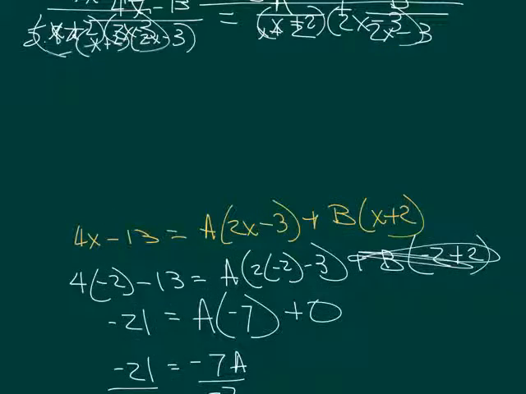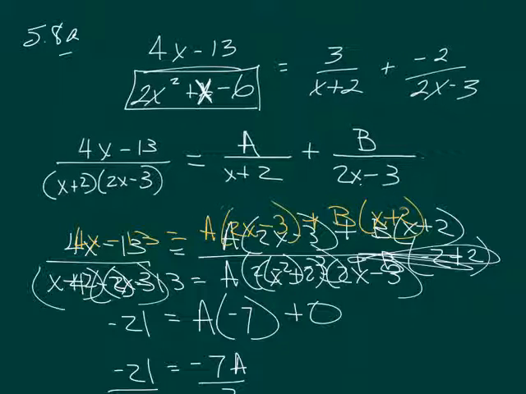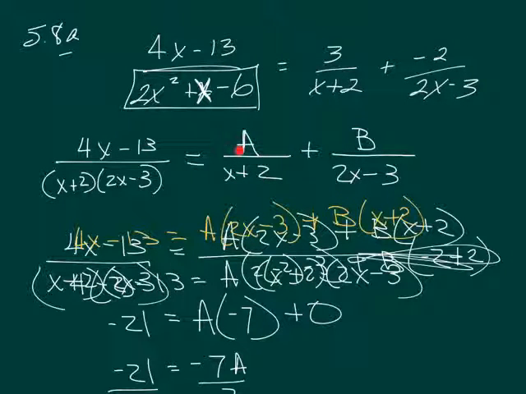So now I go back to my equation up here at the top, my very beginning. And my A here is going to be a 3, which is what that is right there. So that was the partial fraction decomposition of this, making it into this.